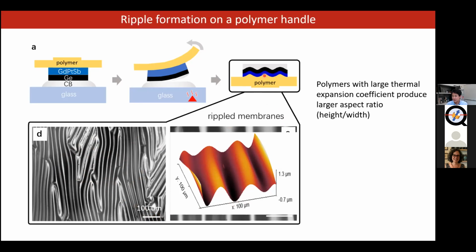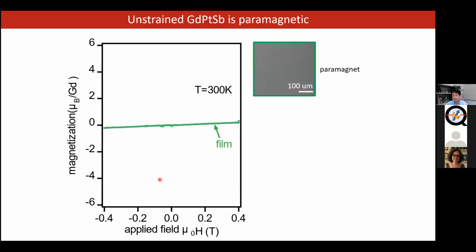And if you choose different polymers with different thermal expansion coefficients, we can actually change the degree of rippling, or in other words, the aspect ratio between the height and the lateral periodicity of the ripples. So now let's do some measurements. What is the ripple actually going to do to the properties of this membrane? So let's do a magnetic measurement.